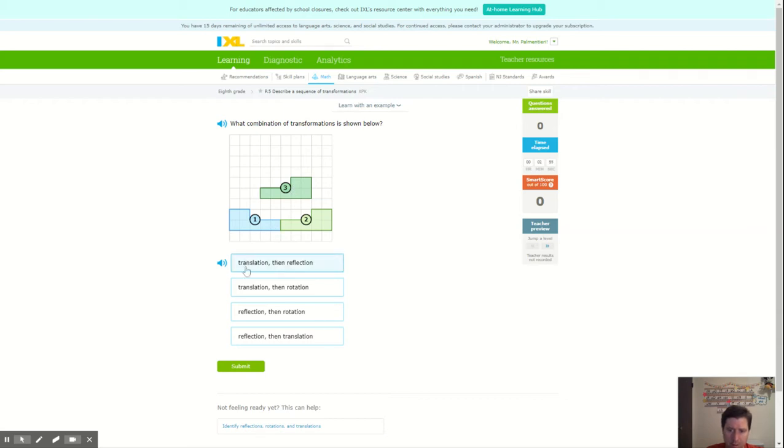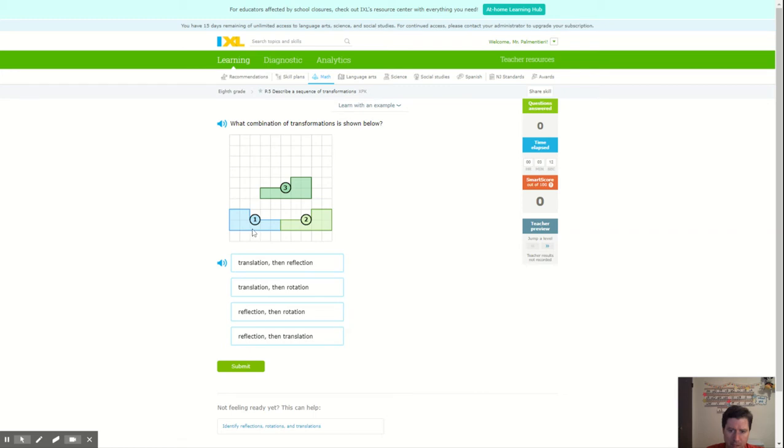And as you notice, in each of these selections, like this one has translation, translation, reflection, reflection. So they're saying, what did I do first? Did I translate the shape, or did I reflect the shape first? Because how did I go from 1 to 2?